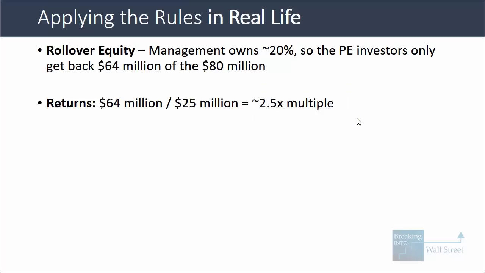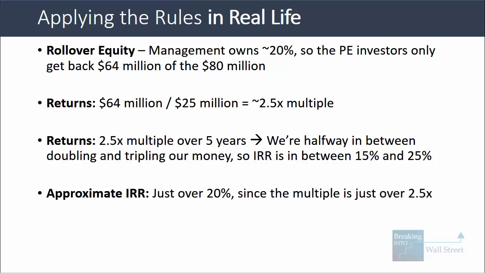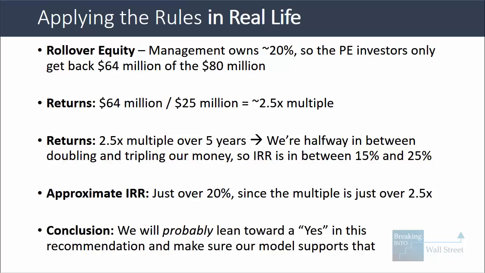Now, this doesn't officially fall into any of the rules that we had in the beginning, but the way to think about it is that we're halfway in between doubling and tripling our money. So the IRR is halfway in between 15% and 25%. And actually 64 divided by 25 is more like a 2.6x multiple, or just over 2.5x. So we would say the approximate IRR here is just over 20% because the multiple is just over 2.5x over 5 years. The final conclusion here is that we'll probably lean toward a yes in this recommendation and make sure our model supports it because of this quick math we did.